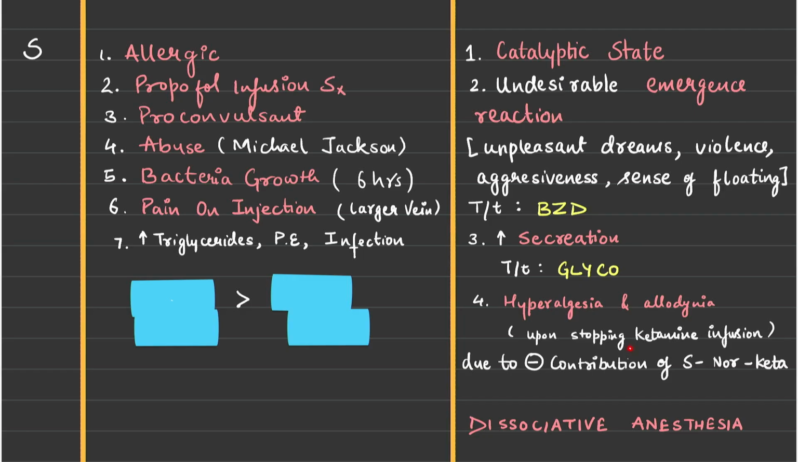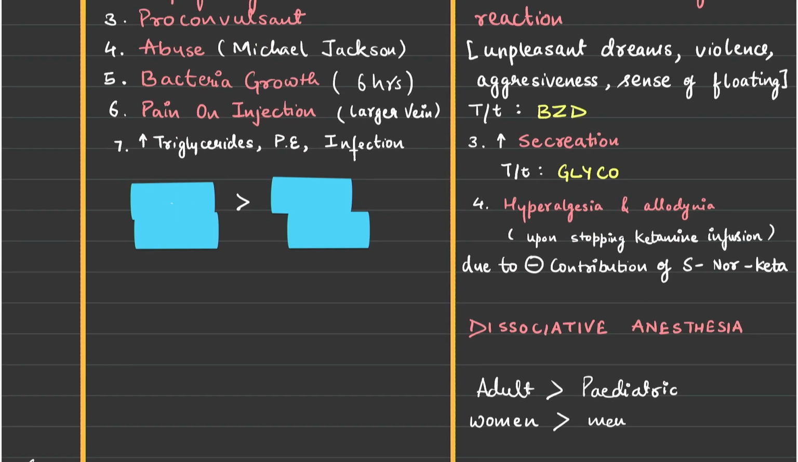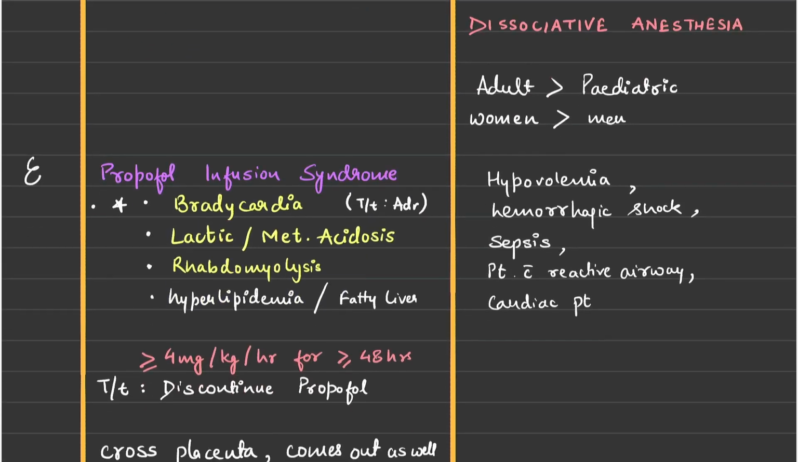If we are using a ketamine infusion and we stop that ketamine infusion, due to S-norketamine the patient experiences hyperalgesia and allodynia. Dissociative anesthesia is also seen in patients, and it is mostly seen in adults as compared to pediatrics and mostly seen in women as compared to men.